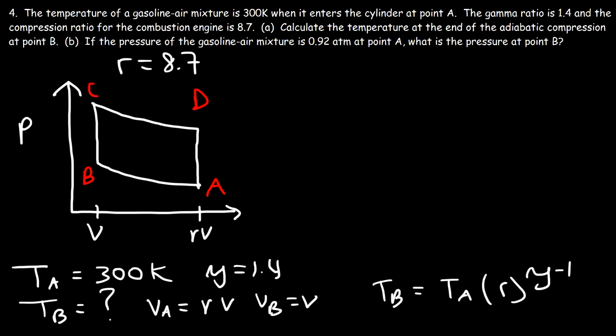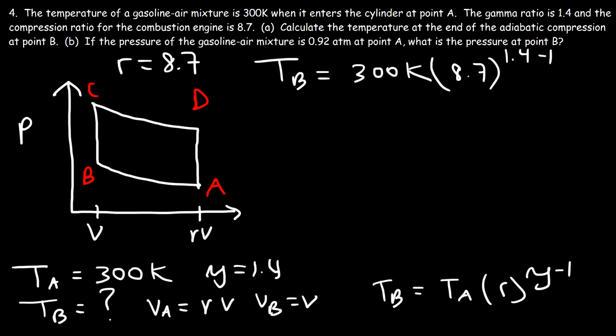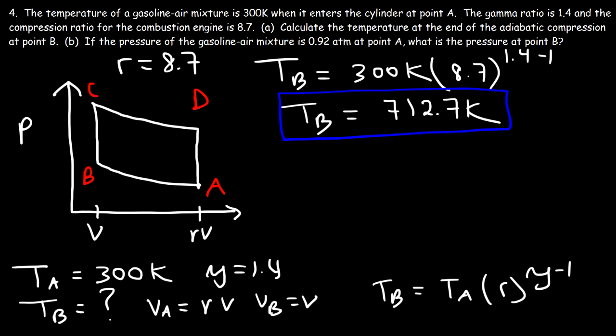So now let's calculate TB. TA is 300 Kelvin. If it's in Celsius, you need to add 273 to convert it to Kelvin. And the compression ratio in this example is 8.7 raised to the 1.4 minus 1. So TB in this example is 712.7 Kelvin. And so that's the answer for part A.